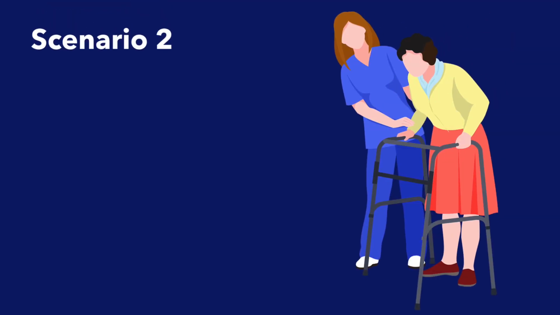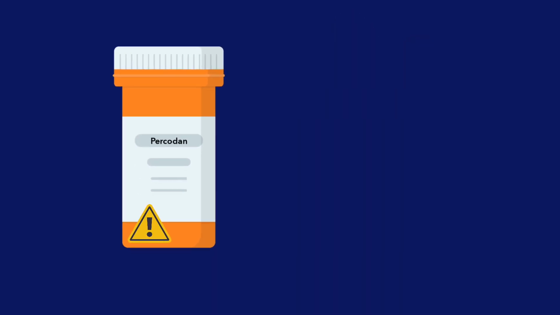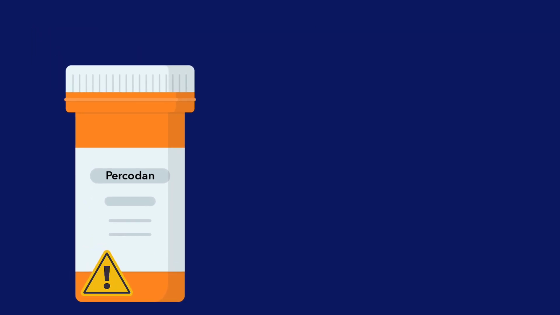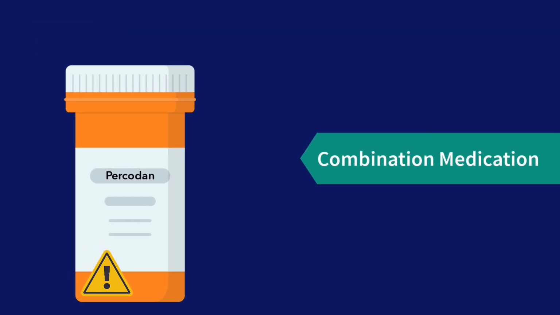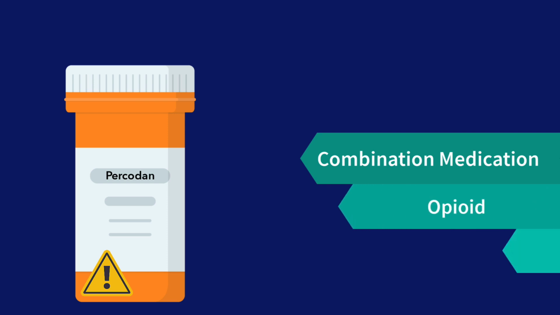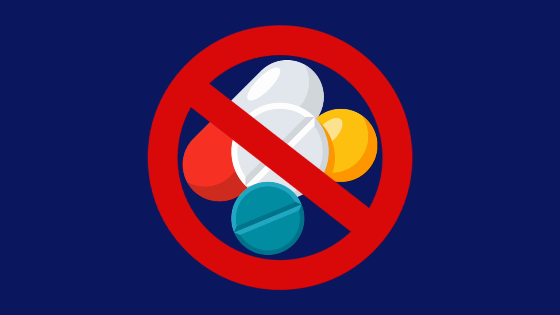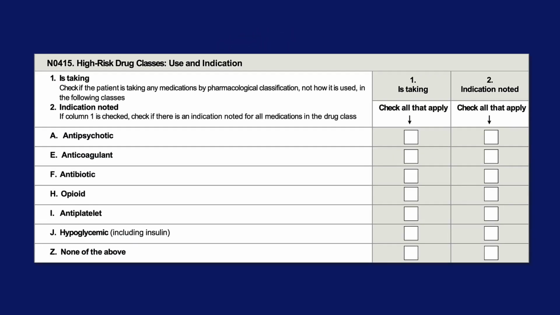Let's think about another scenario. Your patient is taking Percodan, and the indication of severe knee pain is noted in the medical record. Percodan is a combination medication, oxycodone and aspirin, classified as both an opioid and antiplatelet. The patient is not taking any other opioid or antiplatelet medications. To code this medication in column 1 is taking, check the boxes for both opioid and antiplatelet. In column 2, check indication noted for both classes, opioid and antiplatelet.